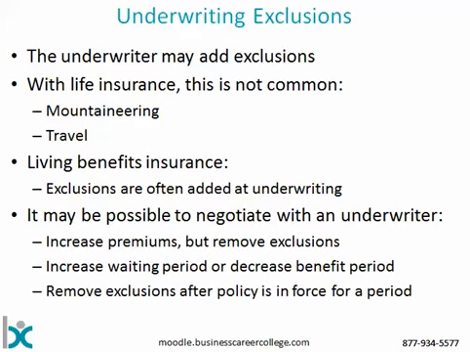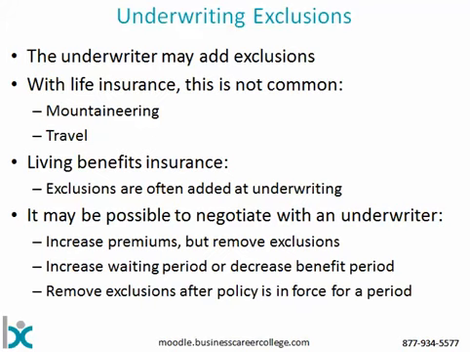And then we have underwriting exclusions. So these would not be the same with every policy. These would be added particular to your circumstances. Most life insurance policies will be issued with no extra exclusions. Today, it's the middle of 2016, and we are finding quite a few insurers making heavy use of a mountaineering exclusion as well as a travel exclusion.